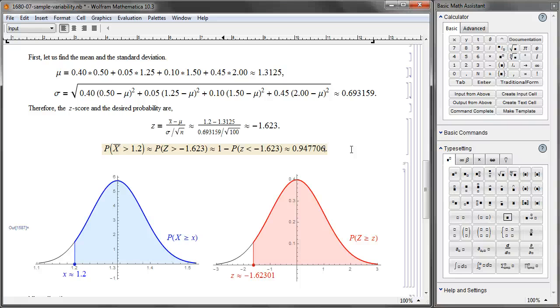Well, actually, no, excuse me. Looking up the z-table, you're going to get something close to 0.05. Taking 1 minus that, the final answer is 0.95, approximately speaking.